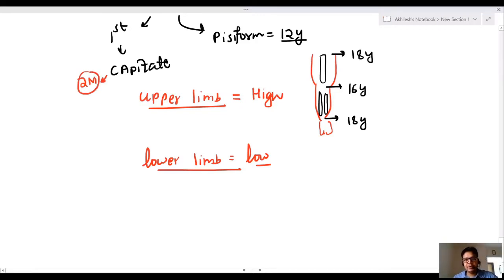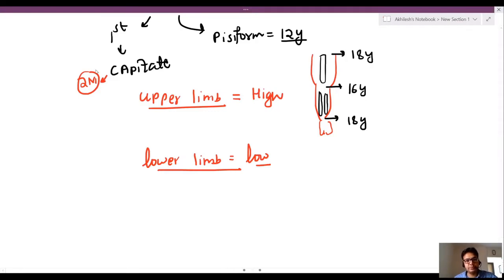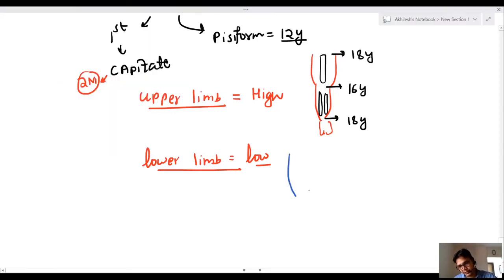Okay, what about lower limb? Lower limb, same thing, but you will start with low. This is lower limb.